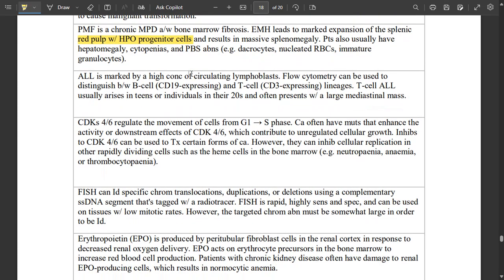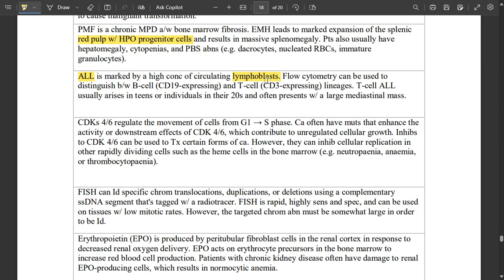ALL is marked by a high concentration of circulating lymphoblasts. So acute lymphoblastic leukemia has a high concentration of lymphoblasts in the bloodstream. Flow cytometry can be used to distinguish between B cell and T cell. B cells have CD19 expression, while T cells have CD3 expression. T cell ALL usually arises in teens or individuals in their 20s, and presents with a large mediastinal mass.